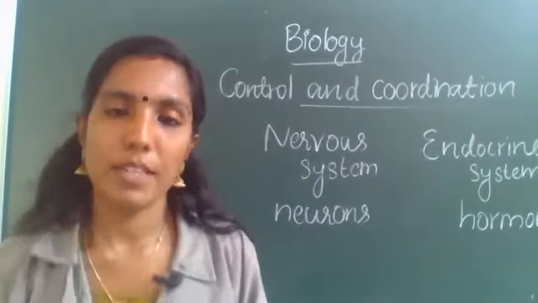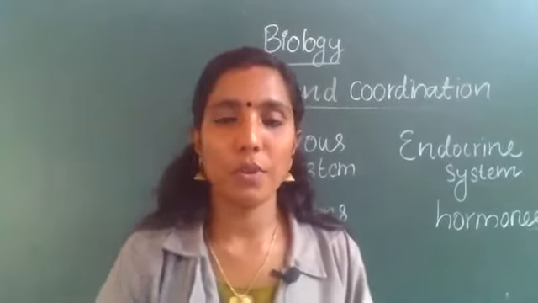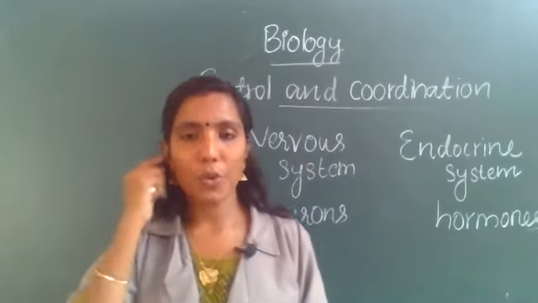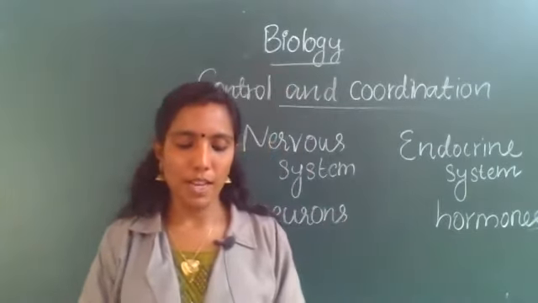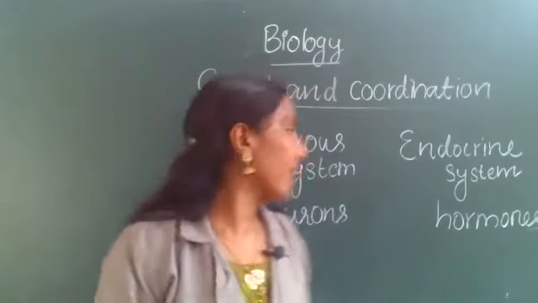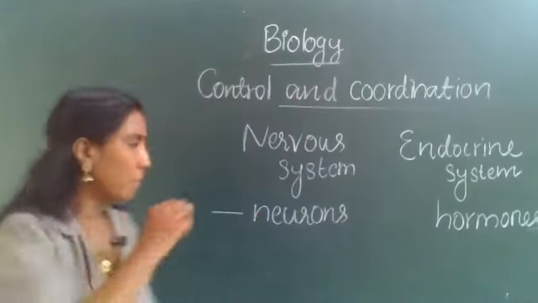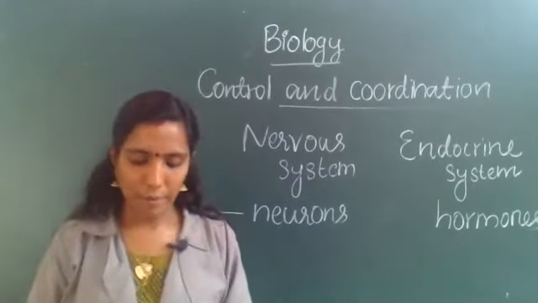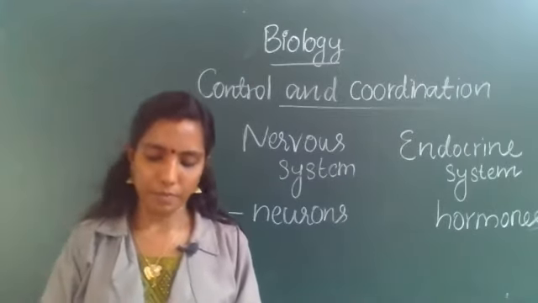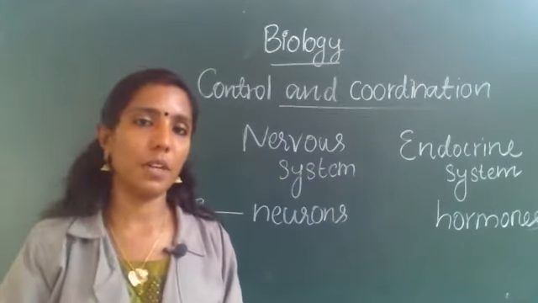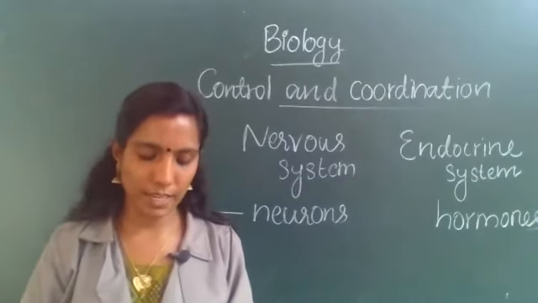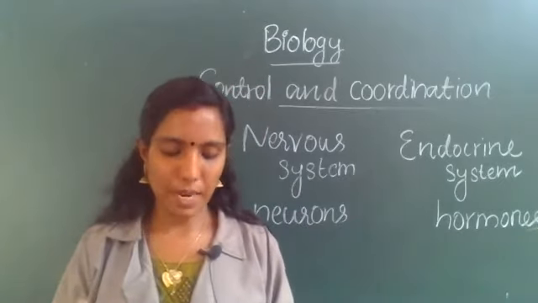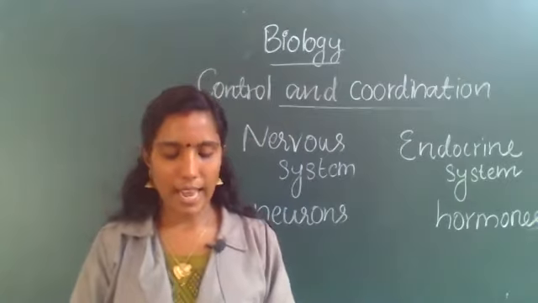So what are the important structures of a neuron? What is its function? That all we discussed. I'm just giving you a brief summary. So in a neuron, there are three important parts: cell body, dendrite, and axon. Then different types of actions are occurring due to the coordination that we will continue later.